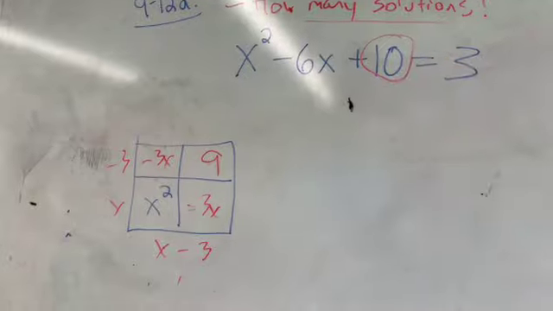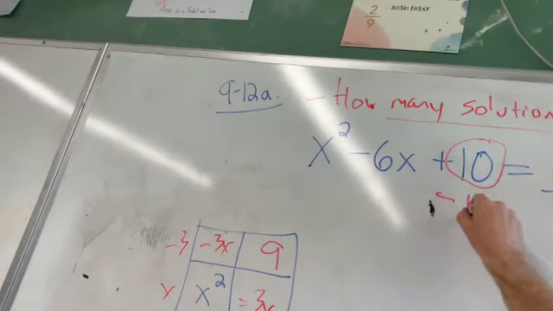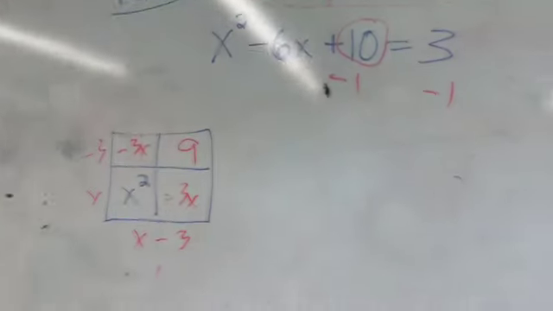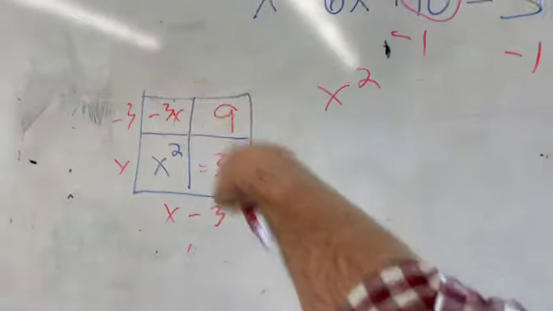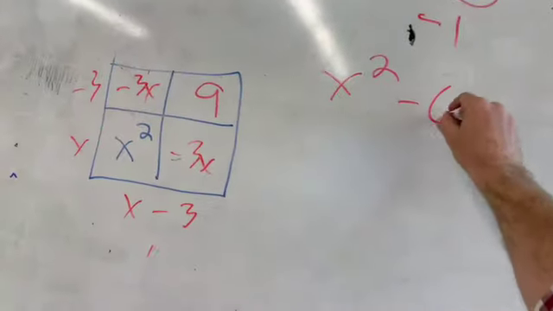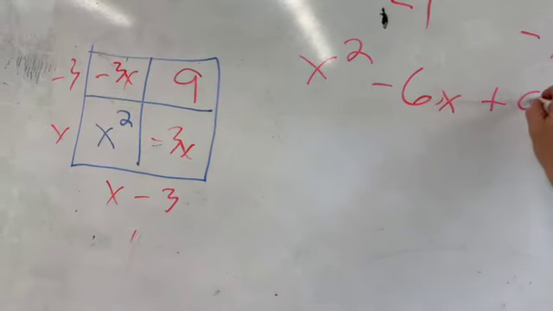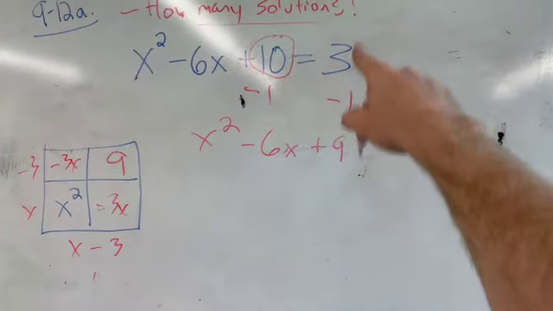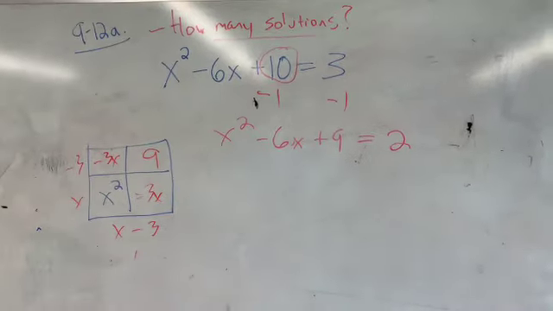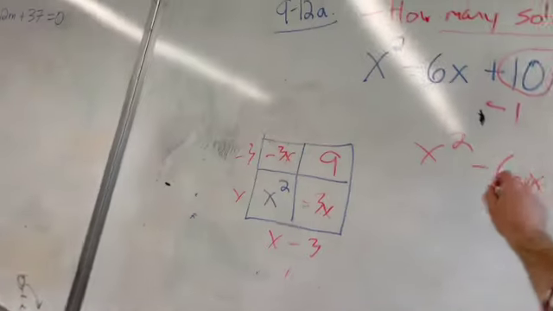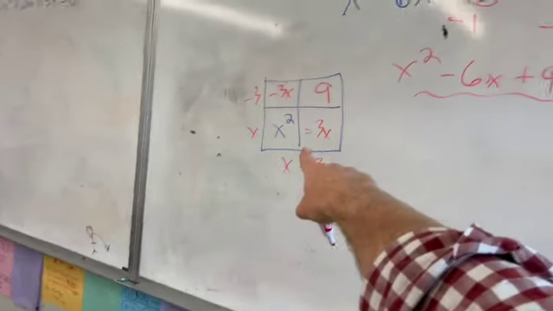Do I have 9 there? Well, I have too many tiles, so I'm going to take away 1 from both sides. And now my left side will be that perfect square, x squared minus 6x plus 9. My right side changed from 3 1 tiles, and I had to take away 1 to complete the square on the left, and that is my right side here. Go ahead and rewrite this one in perfect square form, okay?